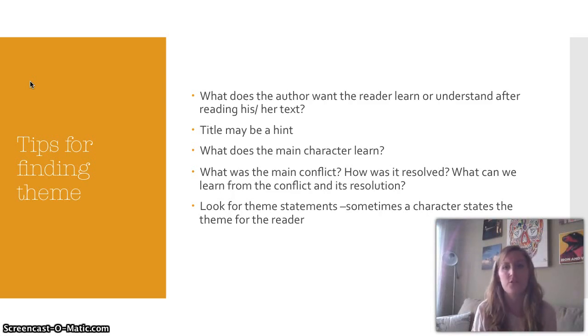because sometimes a character straight up states the theme of the text for you. So, little Johnny goes through a terrible experience, and then he goes, you know what, Mommy, I learned blank today. And whatever the fill in the blank of what little Johnny learned is, that could potentially be your theme. So anytime a character is having a conversation about what they've learned or is showing some sort of growth, that's really helpful for finding theme.